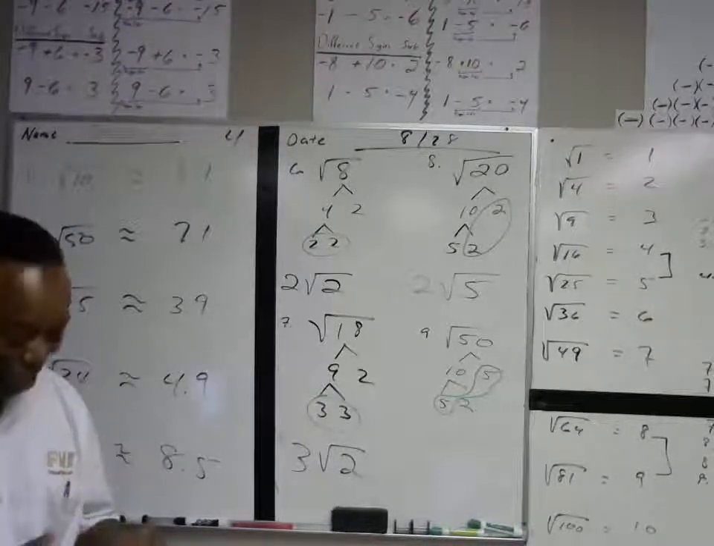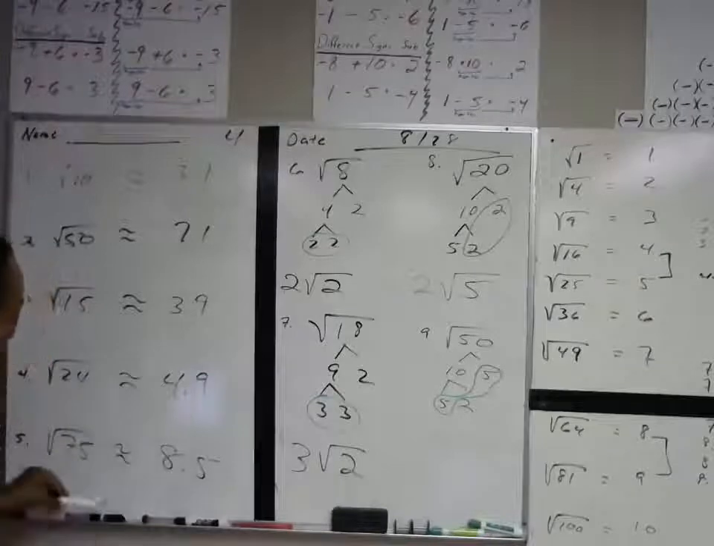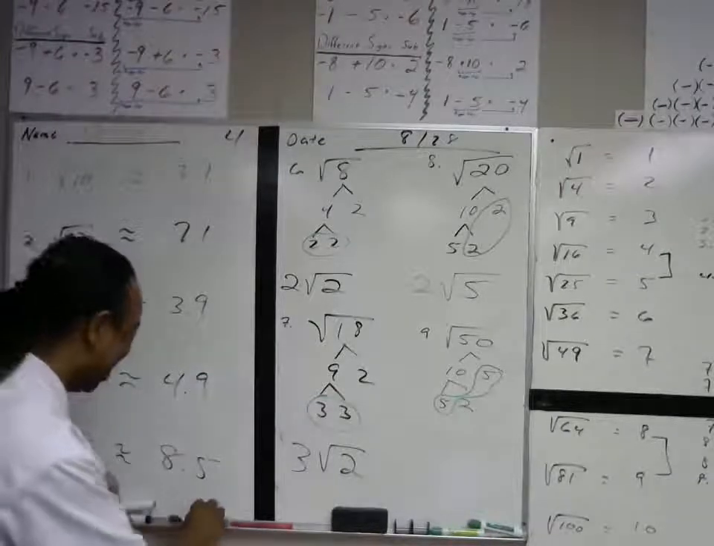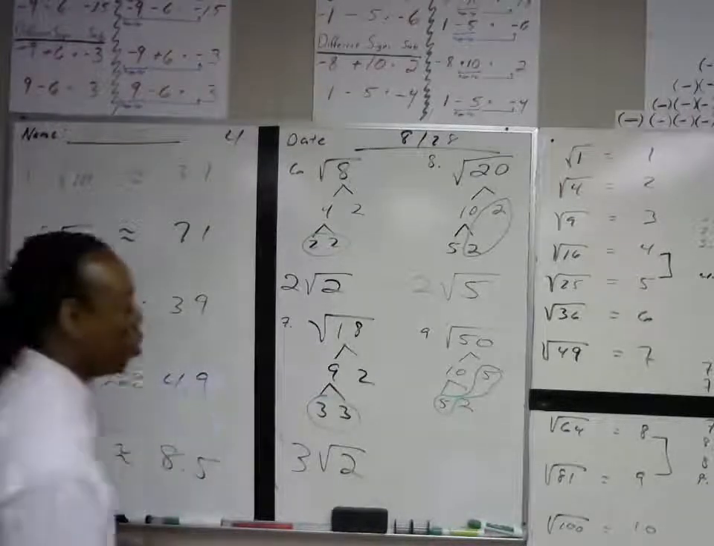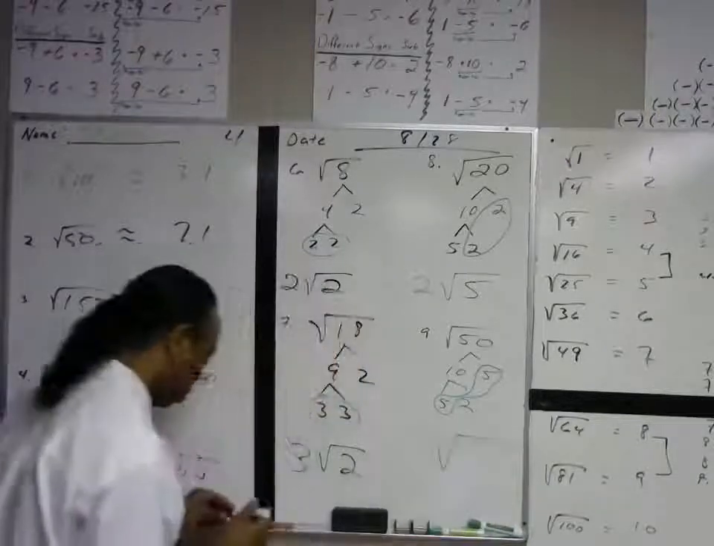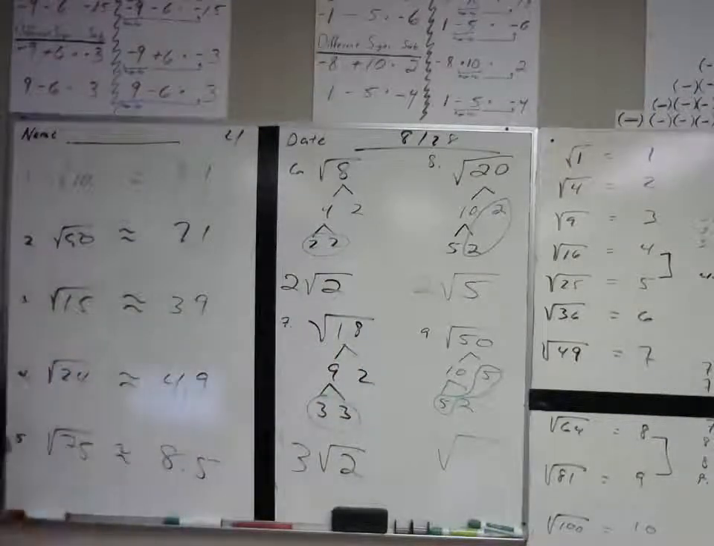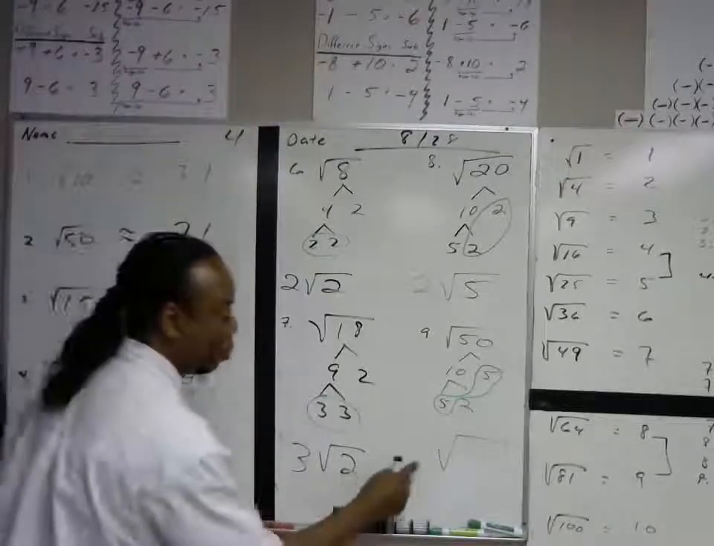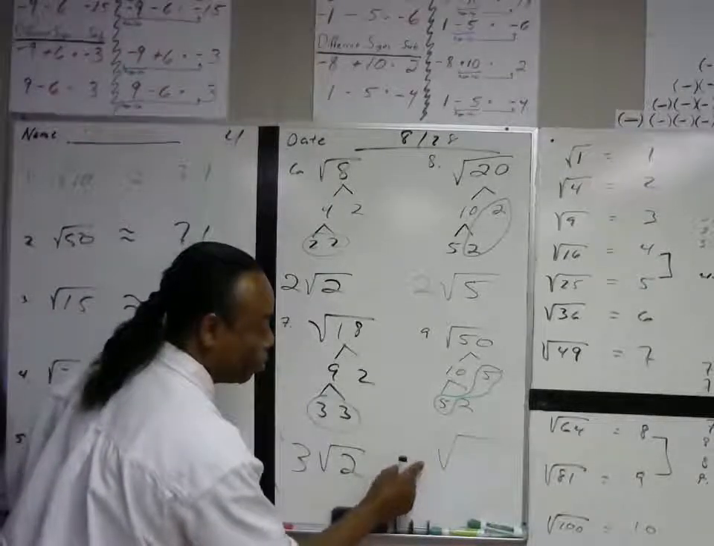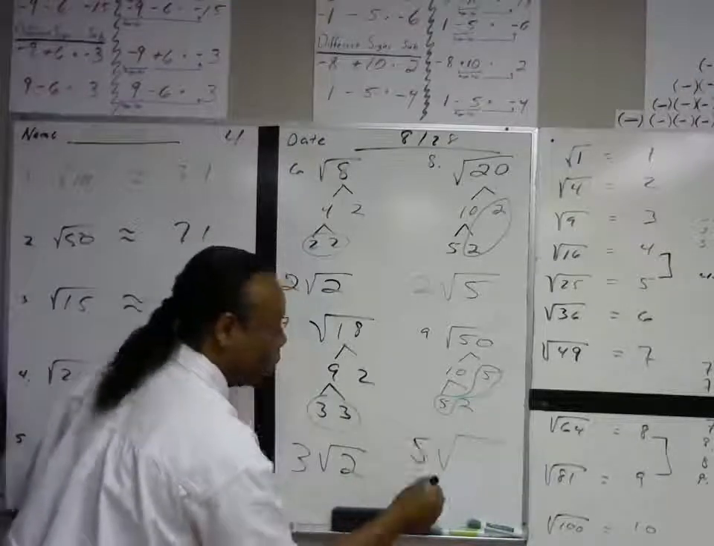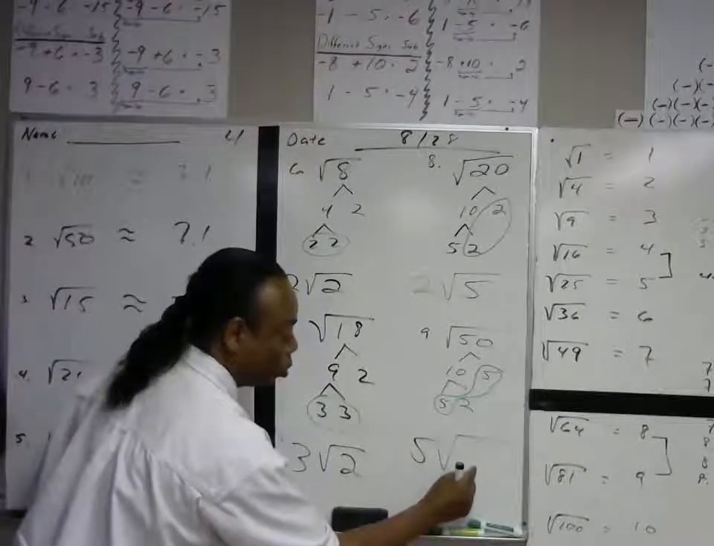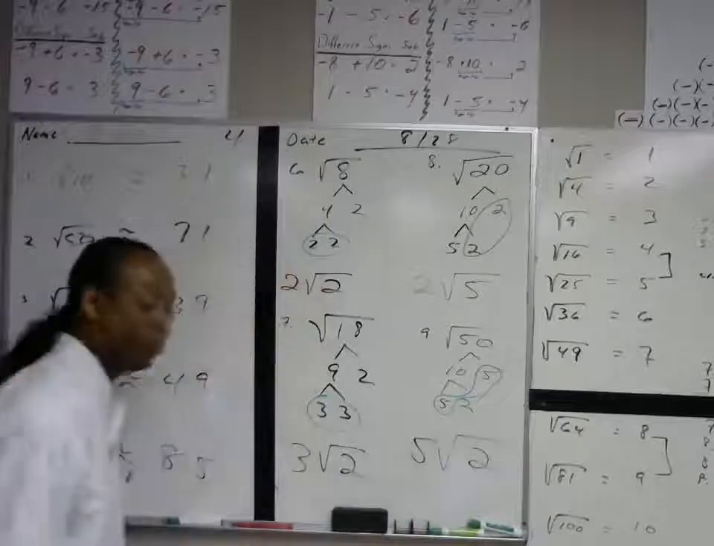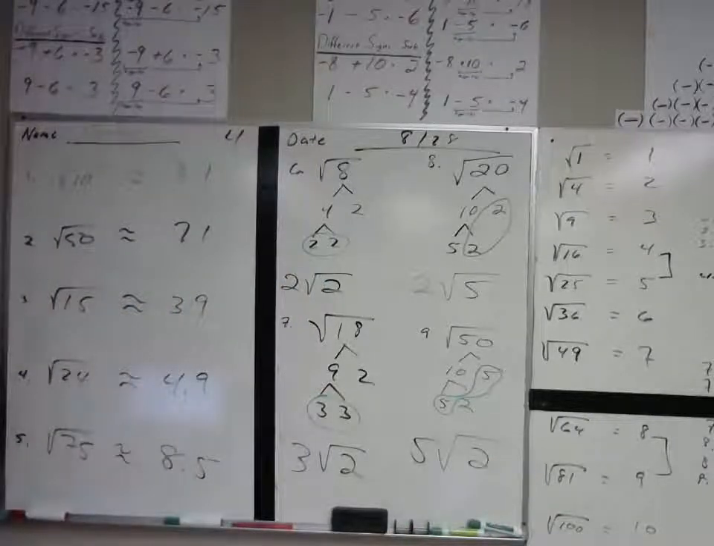Next, your root. Outside the root goes what? 5. The 5, right. But inside the root goes 2. Finish. That's it.